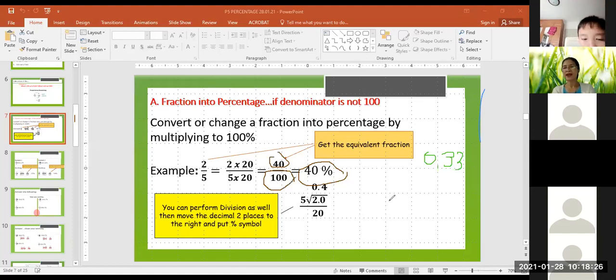So again, if that is 40 here, you're just going to move, imagine there is a decimal point here, you're just going to move 1, 2, and 3, and then you just put the percentage there.